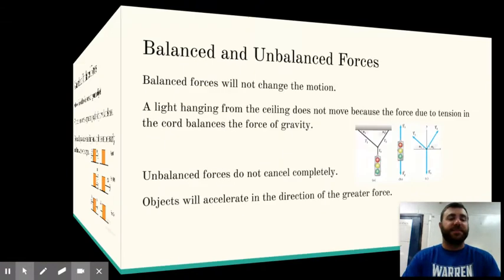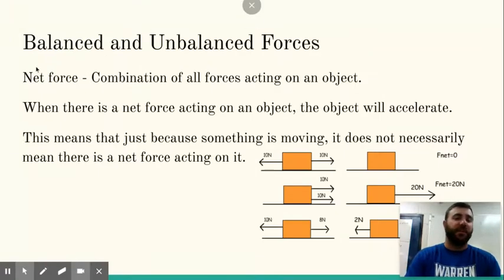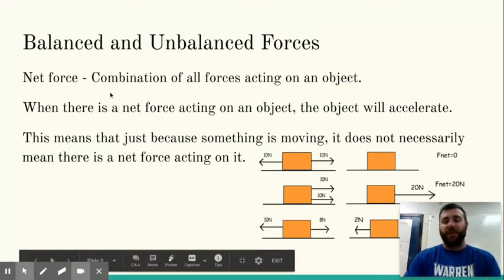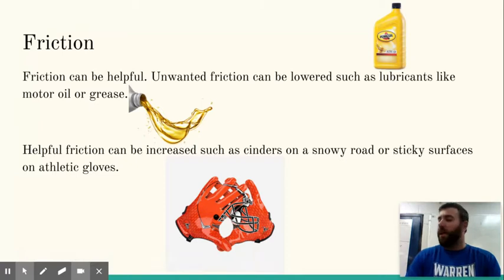Okay. So today, what I really wanted to get was this slide right here, net force being the combination of all forces, and really just knowing that if there's a net force acting on something, it's going to accelerate in that direction. The key word being accelerate, not move in that direction, right? Because again, something can be moving, but not have a net force acting on it. Okay. So tomorrow, like I said, we'll get into a little bit more with weight and gravity and weight versus mass and things like that. And then the couple sections after that, I believe, we'll start talking about Newton's laws and how that applies to all this.